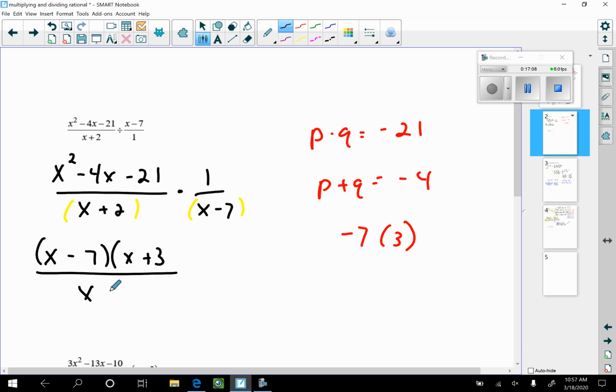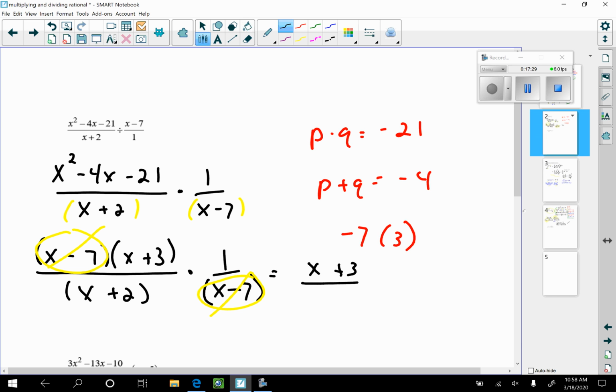I still have an x plus 2 here, and I'm times 1 over x minus 7. And now I'm going to cancel like factors. They cancel. And what do I have left? What I have left is simply x plus 3 over x plus 2.